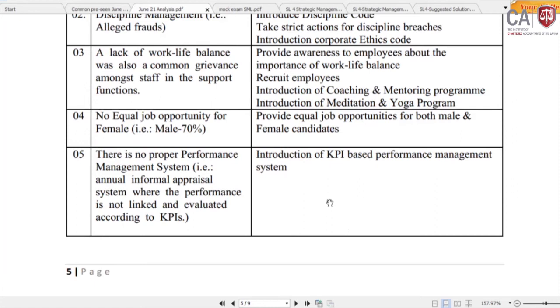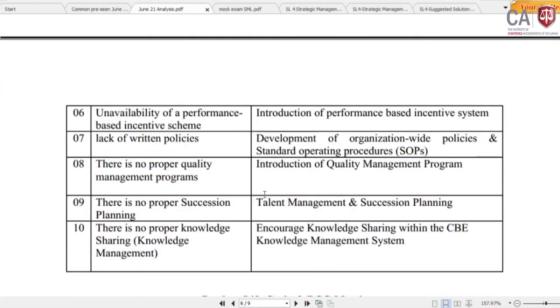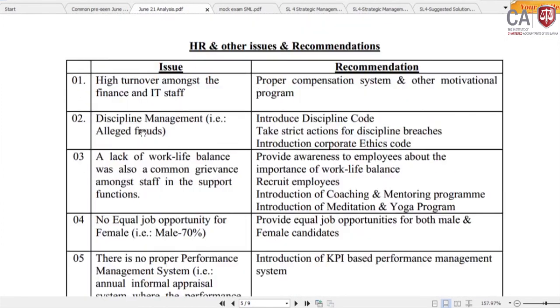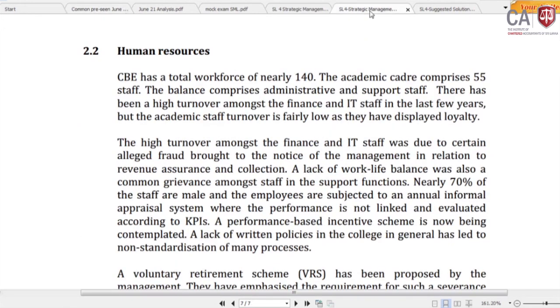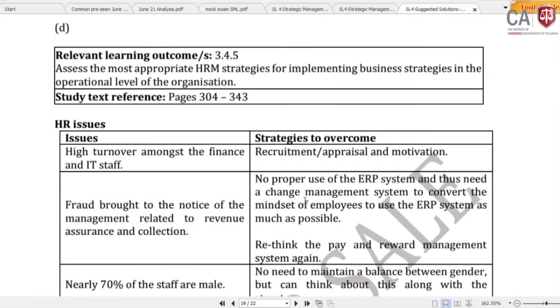There is no proper performance management system, so introduce a KPI-based performance management system, introduce a performance-based incentive system, and develop organization-wide policies and standard operating procedures. There is no proper succession plan, so talent management and succession planning, right. So, we have identified similar ones based on the pre-seen information. So, this is not a difficult one, you can easily find the answer. You look at what the examiner says on this. See, he has identified a similar one, right.